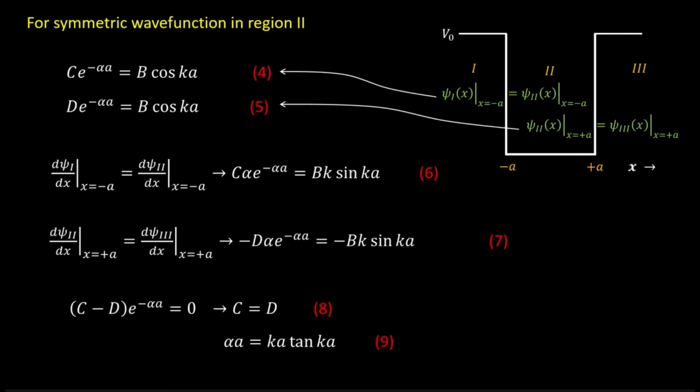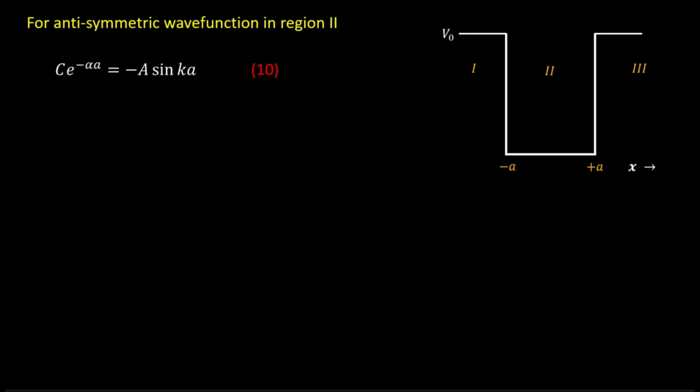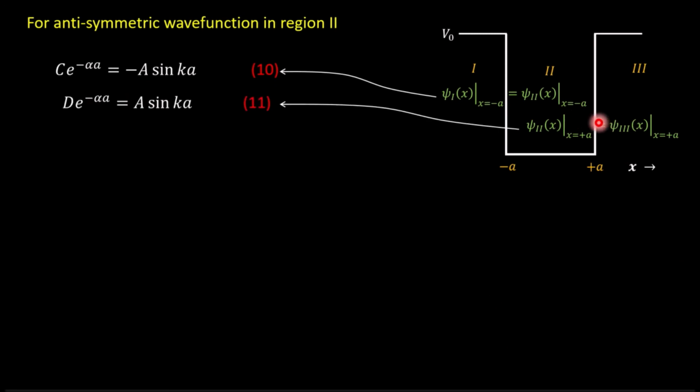So let's keep these things there, and let's see what is the case in the next condition, where we assume an antisymmetric wave function in region 2. In this case, we assume that the constant b is equal to 0 in the expression for psi 2. Again, we know that the wave functions must be continuous at the boundary, and the continuity of the wave function at the first boundary gives us this expression: c e raised to minus alpha a equals minus a sin ka, and this continuity demands d e raised to minus alpha a is equal to a sin ka.